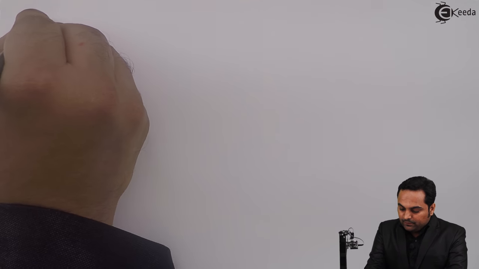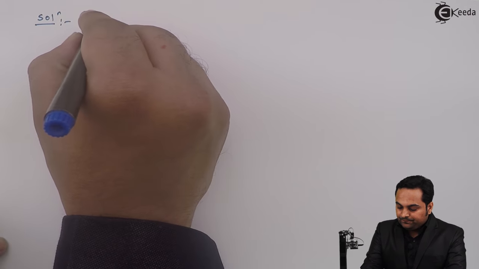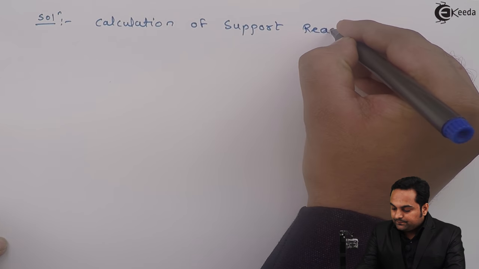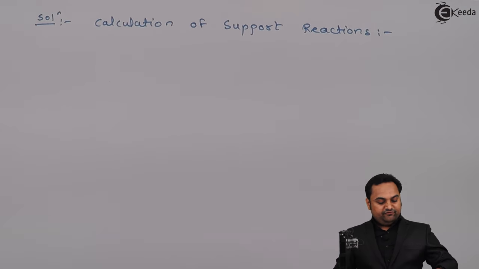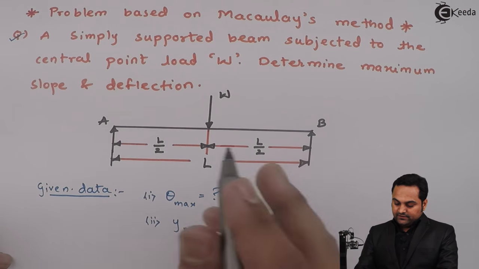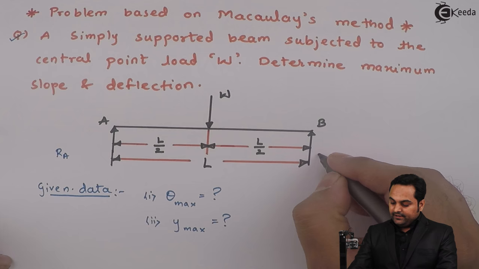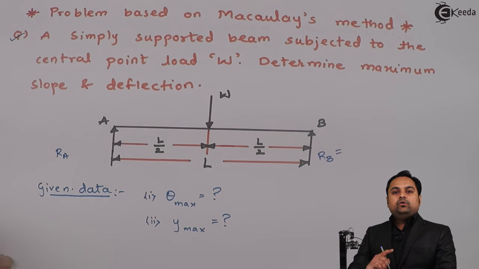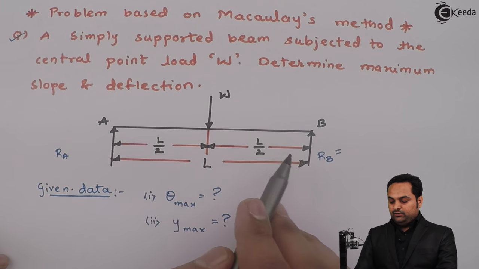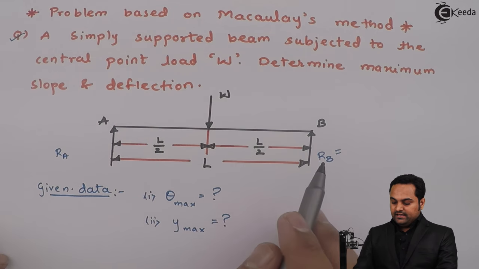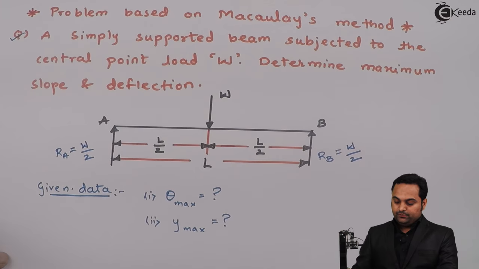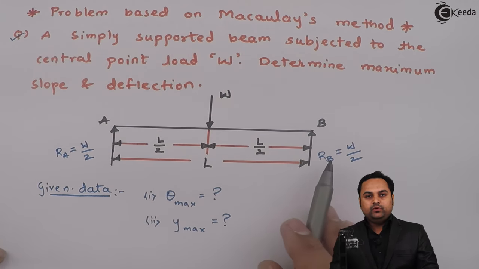Now while writing the solution to this problem, the first thing would be calculation of support reactions. Now if we look into the diagram, here it is a simply supported beam supported at A and B respectively. At A, I'll call the reaction RA. At B, the reaction is RB. Now this load is central, having the distances from each of the supports as equal, L by 2, L by 2. So RA value will be half of the total load. Similarly, RB will be half of the total load, because this total load gets distributed equally at each of the supports.